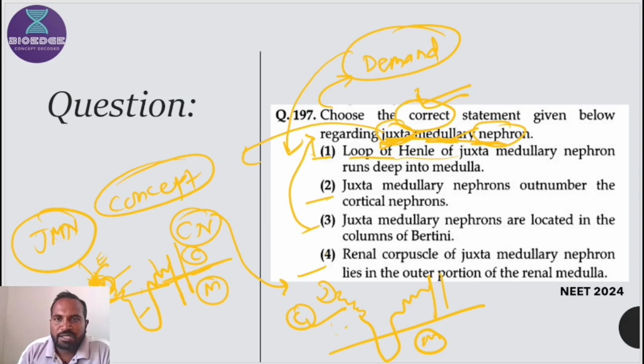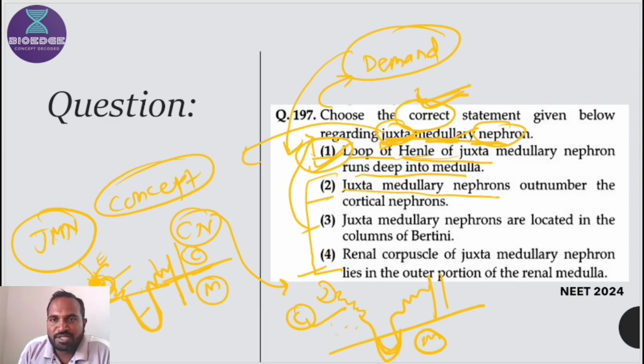Loop of Henle of the medullary nephron runs deep into the medulla. So deep into the medulla, correct. Loop of Henle of the cortical nephron is only a little in the medulla, a short loop of Henle. So the first statement is correct, and they want us to choose the correct statement. So the first option is the correct option. There is no need to see the other 3 options, but you should confirm them. So you must read this.